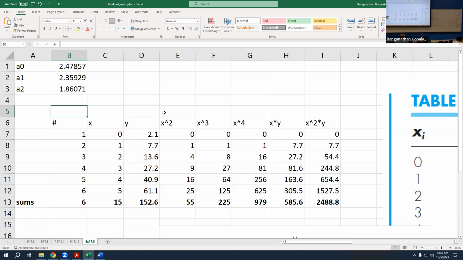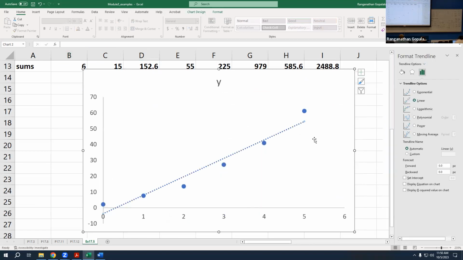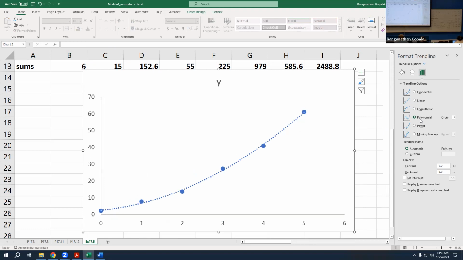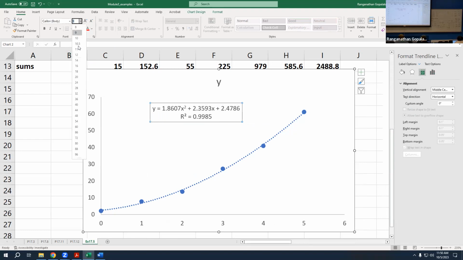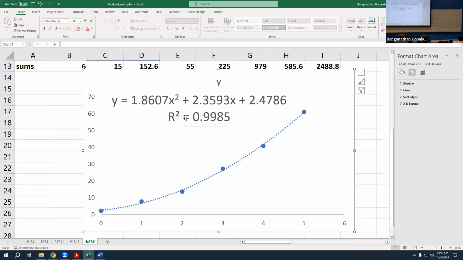If you are able to assemble this spreadsheet, the table with x squared, xy, all those values, and the sums, and you type in the values of your coefficients a0, a1, a2 here, then let's go down here, click on the graph, add trend line, and in the trend line, you already have a linear one. Instead of linear, select polynomial and order 2, display the equation and the r squared. Let's make this bigger. So the r squared is nearly 1, which is a good thing.